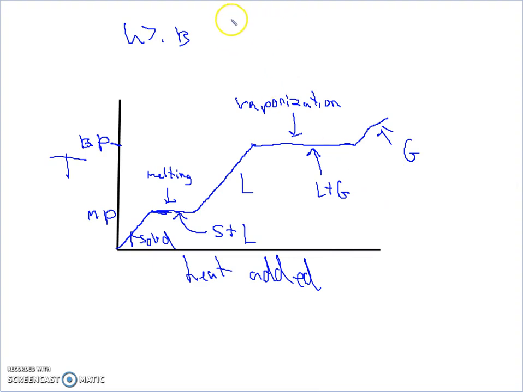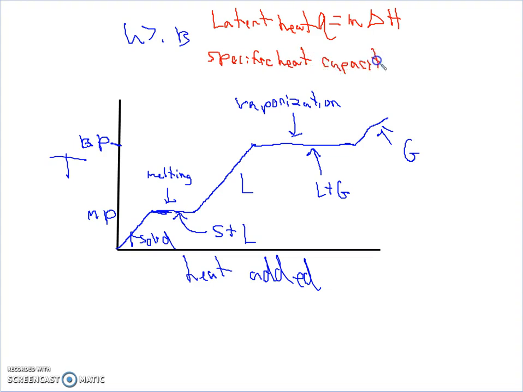All right. We've got our two equations for latent heat. We use Q equals m times delta H, either fusion or vaporization, depending on which section you're on here, melting or vaporization. And then we have the specific heat capacity, which is Q equals mCp delta T.